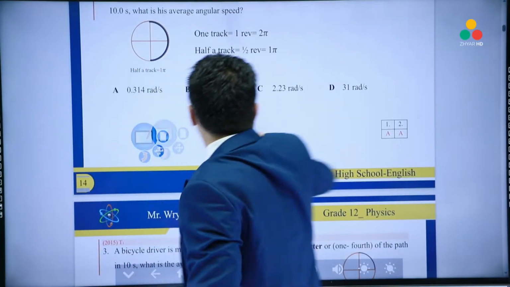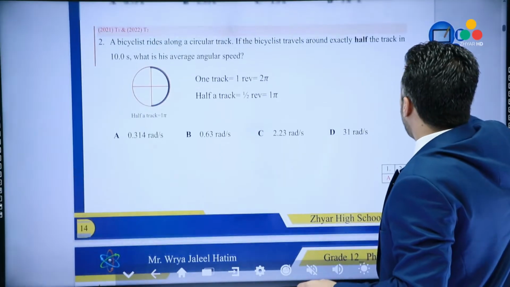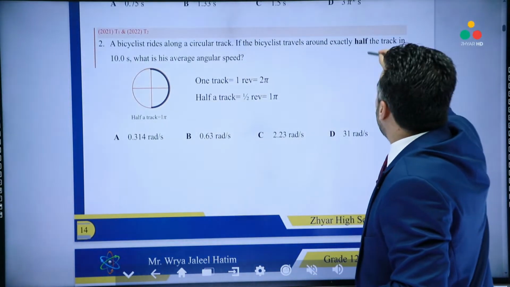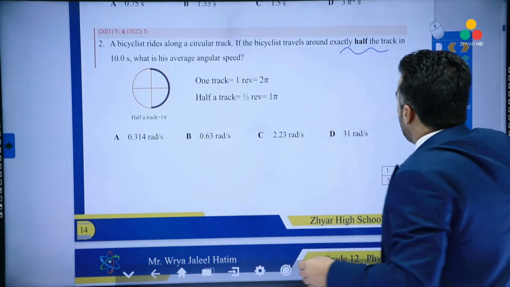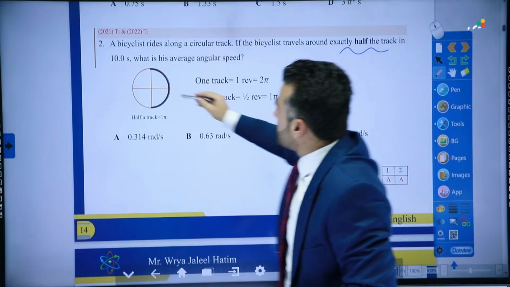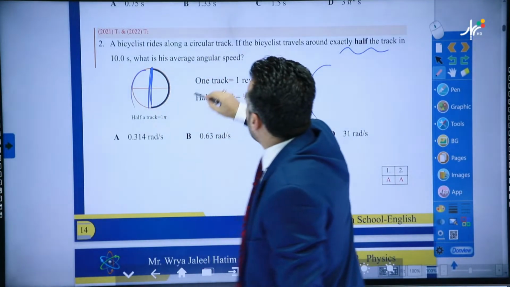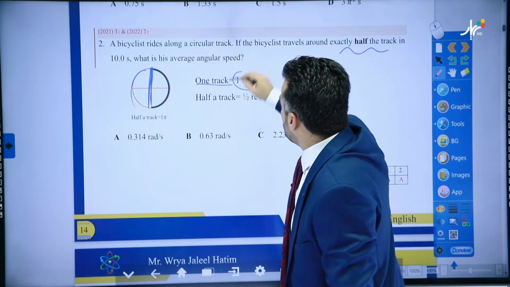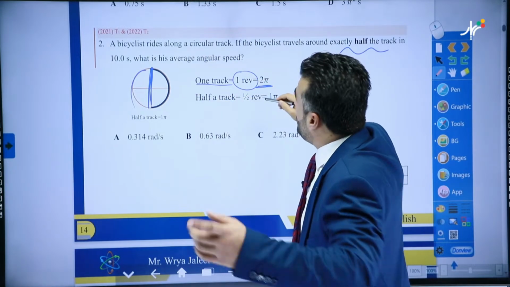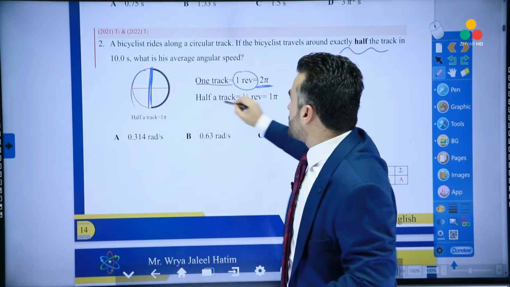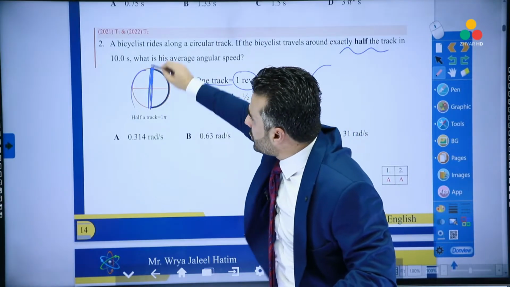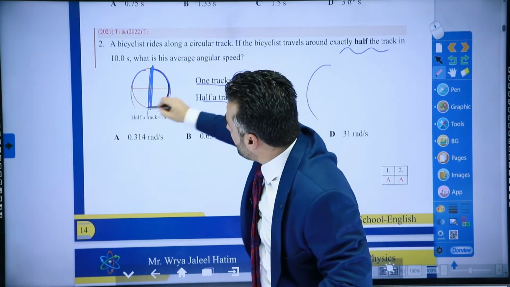All right, so half the track. What does half the track mean here? Half the track means that if there is a circular path, you can see here, half the track means only this much. You know that one track equals one revolution, and that is equal to 2 pi. But if it is half a track, it's going to be half a revolution, as you can see, only half a revolution.